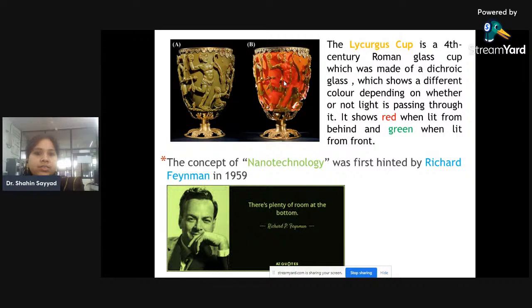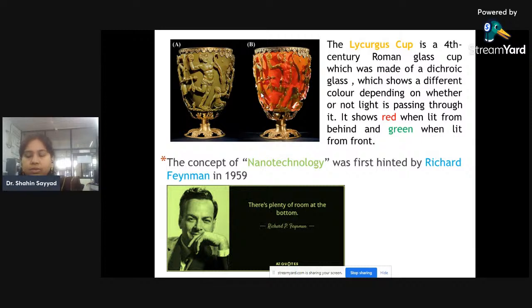And the process is still unclear. But it is seen that this glass shows this effect because it consists of gold or silver nanoparticles in colloidal form, immersed throughout the glass. Because of these colloidal silver and gold nanoparticles, it shows this type of dichroic effect. So really, nanomaterials have an ancient history. Various examples are found in history.